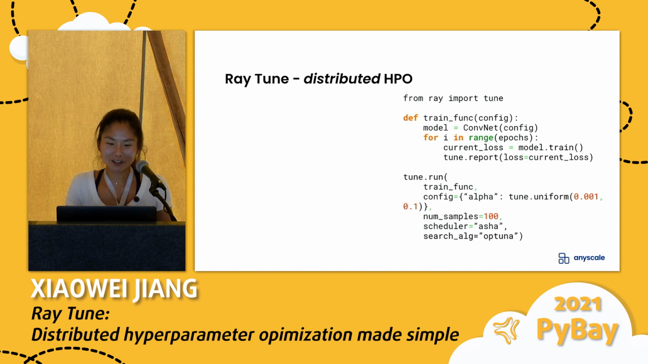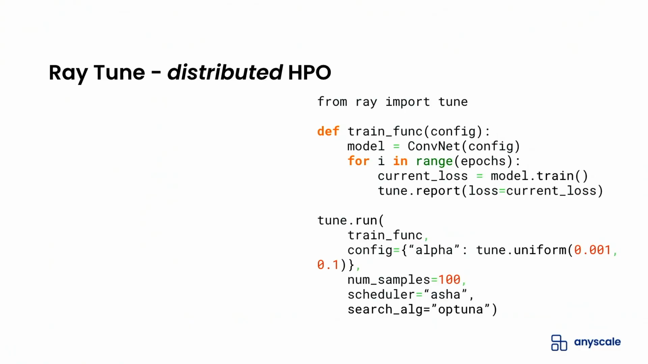Let's put it into context with a code example. Let's say we define a training function that takes in a hyperparameter configuration. We also define a model, which is a convolutional neural network in this case. We run through a range of epochs, and at the end of each epoch, we calculate the current loss of the trial and report that through the tune.report API. This training function is everything RayTune needs to know about how to carry out a single trial.